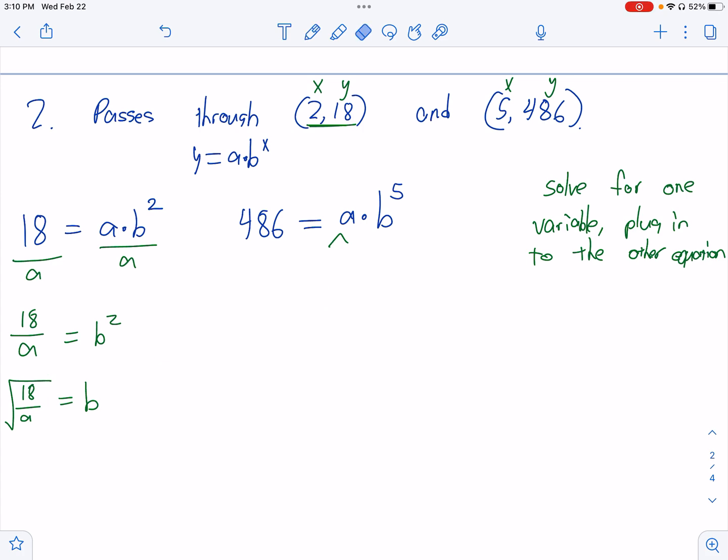Well, no, plug it in for the other one. Plug it in for B, because I solve for B in terms of A. But then I'm going to have something square rooted to the fifth power. And I mean, that's doable. It's just, there's an easier way, right?